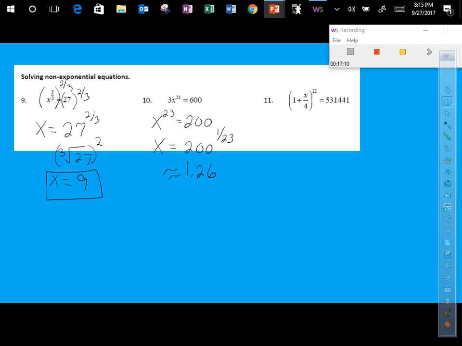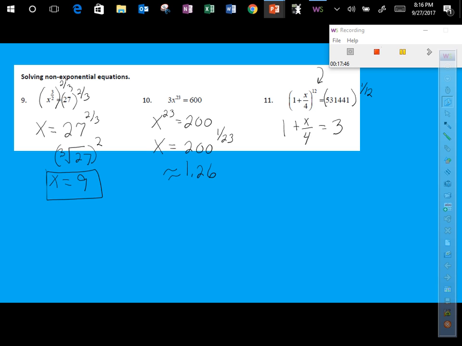Here's my number 11. 1 plus x over 4 to the 12th equals 531,441. I need to get rid of this 12 first. So I'm going to raise both sides to the 1/12. Well, when I do that, on the left-hand side, I've got 1 plus x over 4. On the right-hand side, if you run that through your calculator, you're going to get 3.